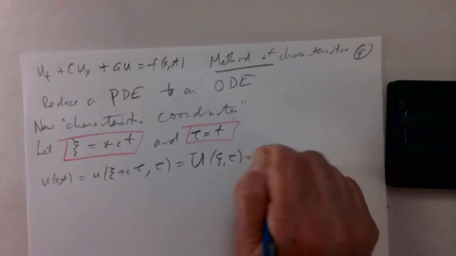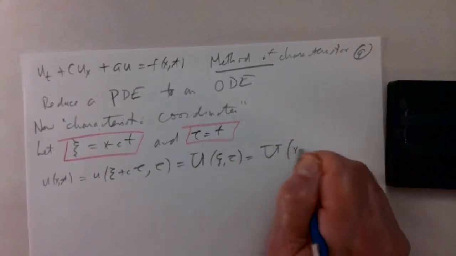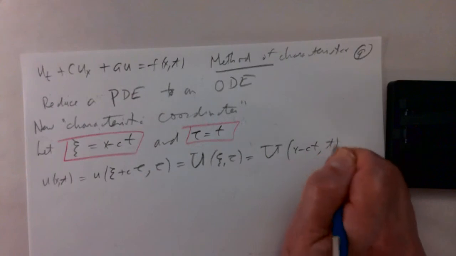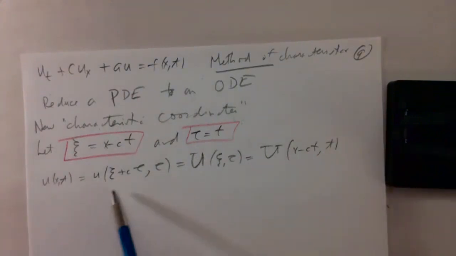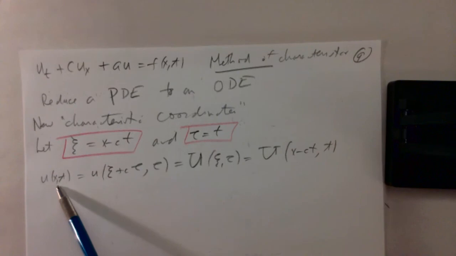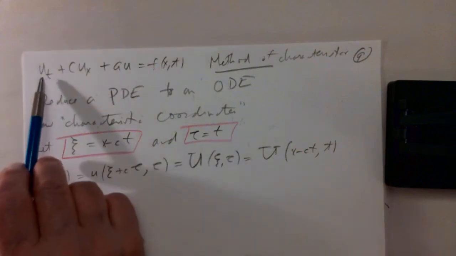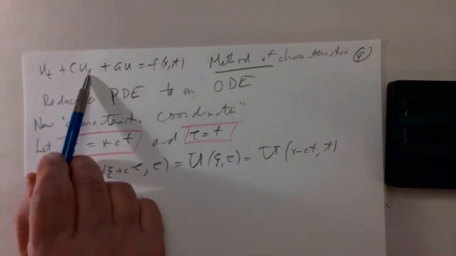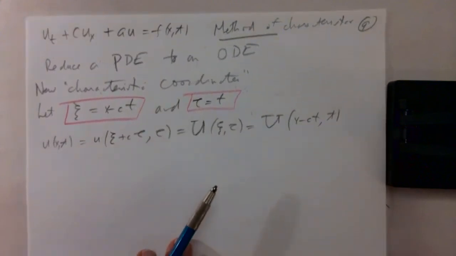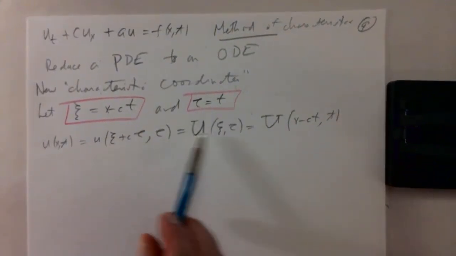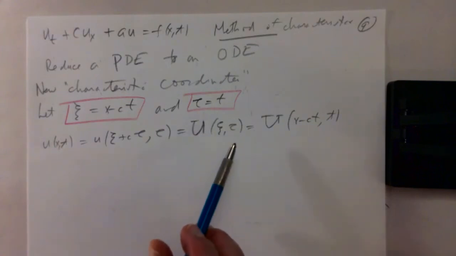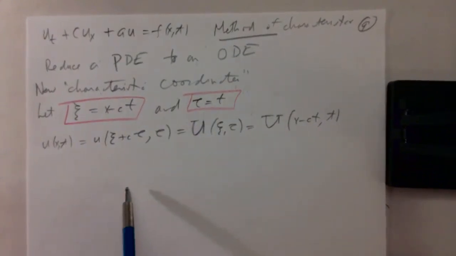Which is the same as capital U of X minus CT and T. So this is how we go back and forth from the old coordinate system X, T to this new coordinate system, C and tau. In my partial differential equation, I have the partial of u with respect to t and the partial of u with respect to x. I want to get the partial of these new functions, capital U and capital C, with respect to the new variables.